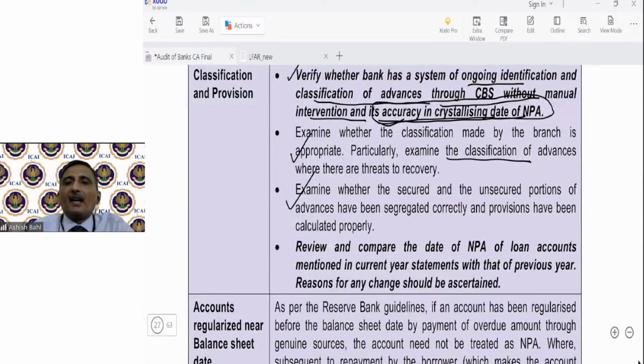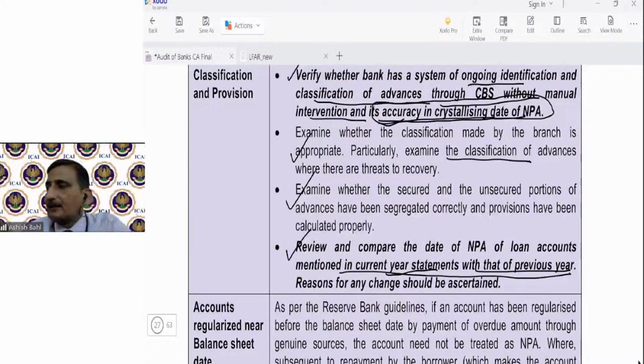So review and compare the date of NPA of loan accounts mentioned in current year statements with that of the previous year. If there is some change, then obviously you are going to ask the question why it is so. Normally there should not be any change in the date of NPA, because it affects not only asset classification but provisioning also.